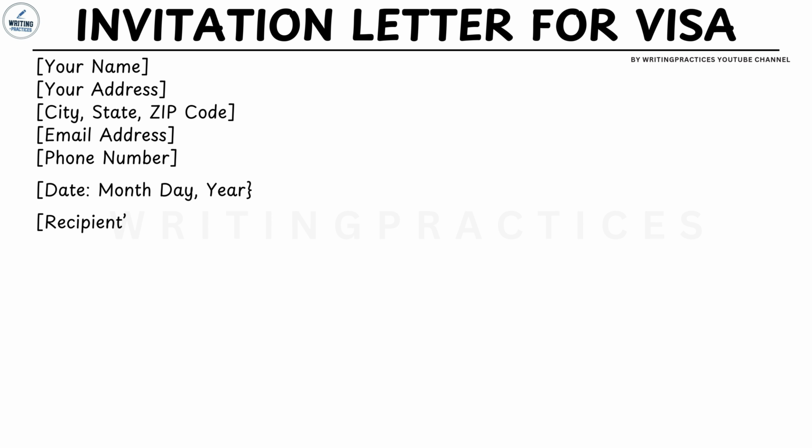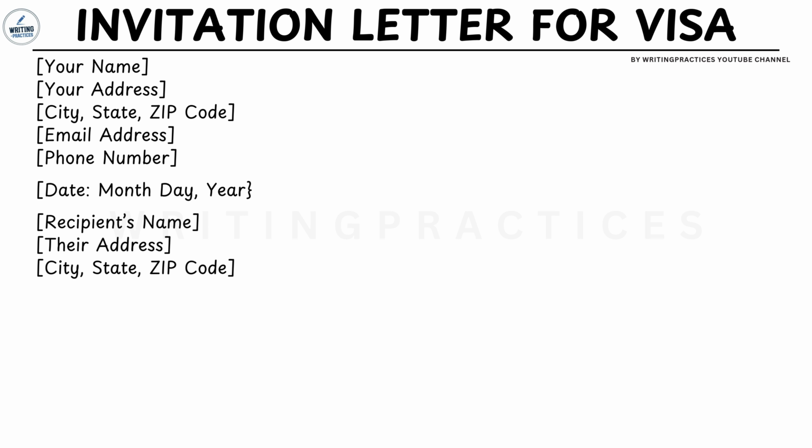Recipient's information. Following the date, you include the recipient's details. This section specifies who the invitation is for and ensures clarity for immigration authorities. Write their name, address, and city-state details like this: recipient's name, their address, city, state, zip code. This personalizes the letter while maintaining its professional tone.